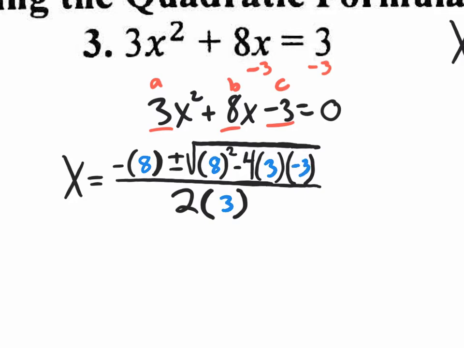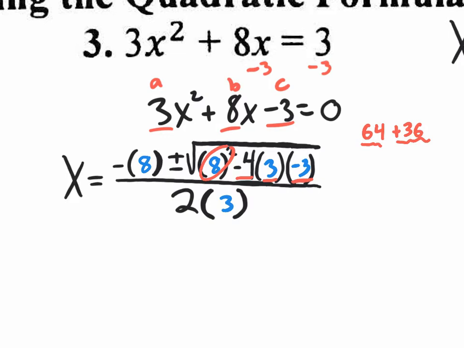Okay? Let's work on our discriminant. 8 squared is 64, so I just like to write the 64 on the side, and then I go through and multiply. What's negative 4 times 3? That's minus 12. Minus 12 times minus 3, that's a positive 36. Now, if I combine 64 and 36, what do I get? That's 100. I get 100, right?